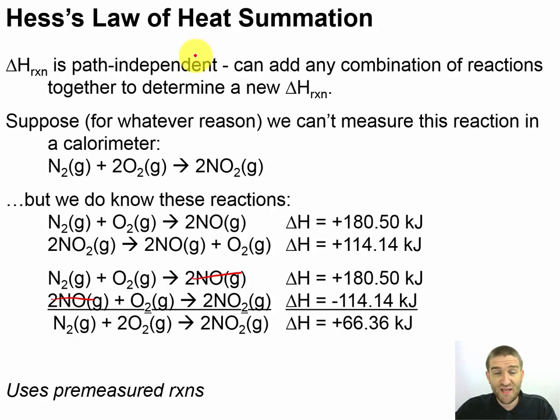Now, just as a quick summary, since we're going to see a few different ways of doing these calculations, this particular approach uses pre-measured reactions.